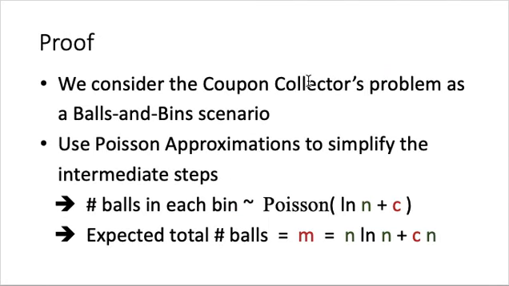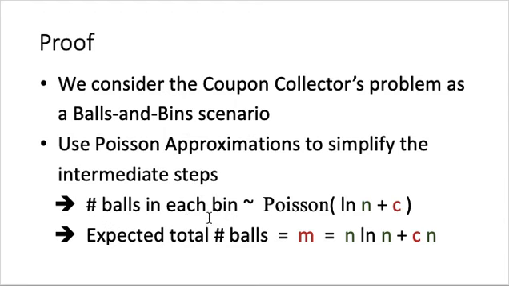First of all, naturally, the coupon collector's problem can be considered as a balls and bins scenario. So we are going to create n bins, each bin for a particular type of coupon, and then we are going to throw n log n plus cn balls, so that each one corresponds to a draw of a random coupon. And then we want to use this balls and bins scenario to represent the coupon collector's problem. And to obtain the previous theorem on the previous page, we are going to apply Poisson approximation.